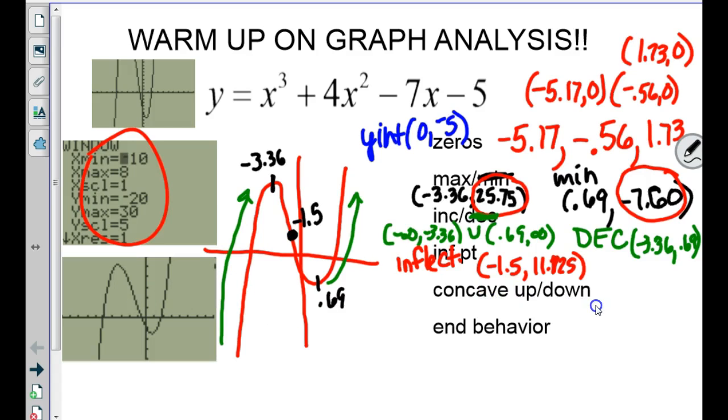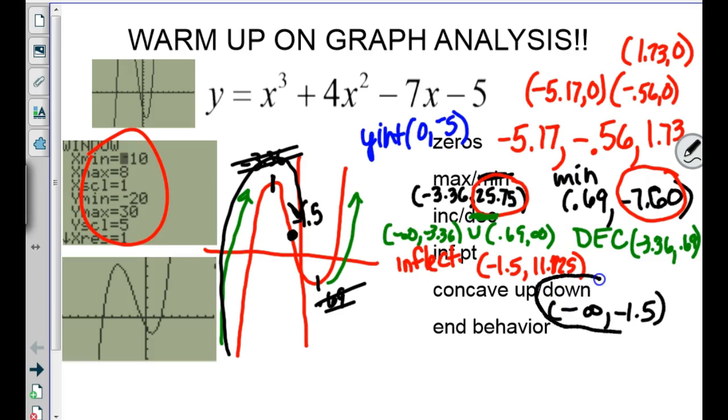When I'm doing concave up and down, remember I'm not using max and mins anymore. So I'm talking about this side is what? Yes. So that was from the left to -1.5 was down. And concave up would be the right side here. So -1.5 to the right. Negative 1.5, right? To the right? Okay.